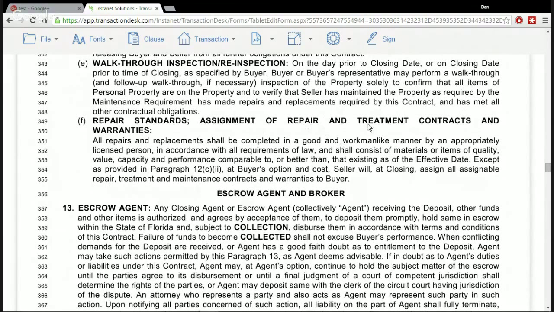Repair standard and assignment of repair and treatment contracts. So repairs shall be completed in a good and workmanlike manner. So this is kind of a gray area, by an appropriately licensed person in accordance with all requirements of law. So you can't have, again, Cousin Vinny fixing whatever the item is, unless Cousin Vinny is licensed or qualified in some way, shape, or form to do that.